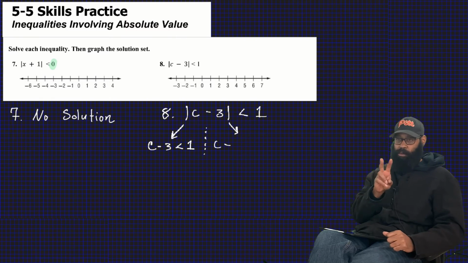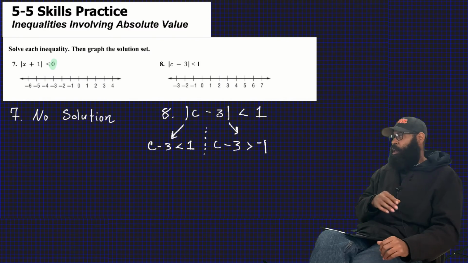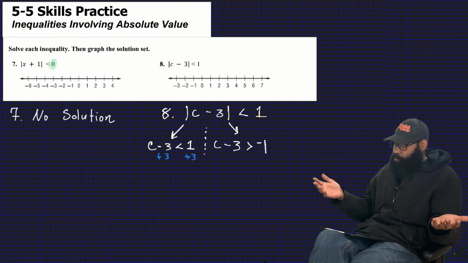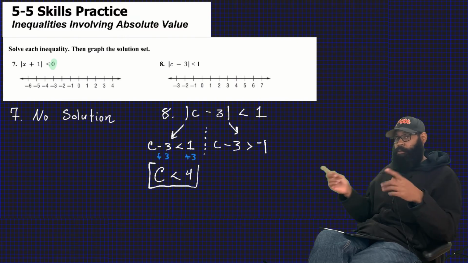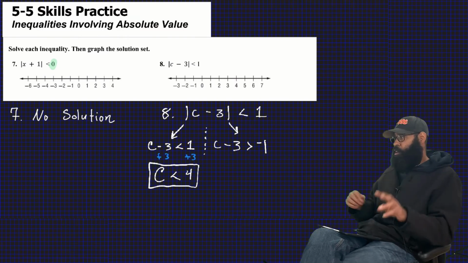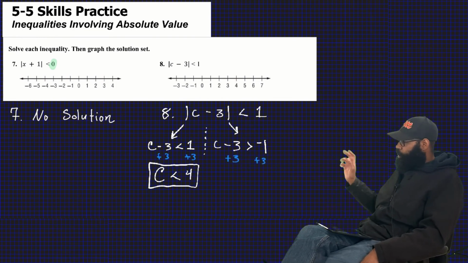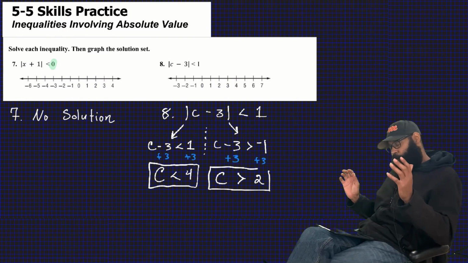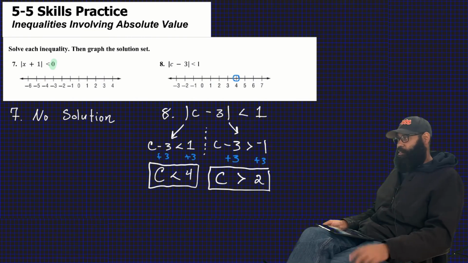Now the second one is scenario 2, that's how they say it in your book. C minus 3, flip your sign, write it as a negative, is greater than negative 1. Can 0 be positive or negative? No. Positive 1 and negative 1 in 2 scenarios. Solve in one step, add 3 to both sides: C is less than 4. The other side, add 3 to both sides: C is going to be greater than 2. Again, graph both of those on the same number line to get your solution set.